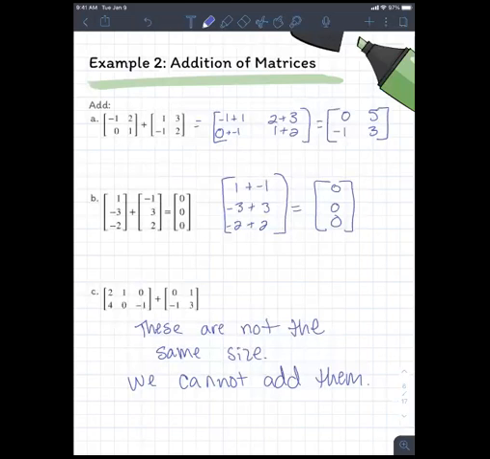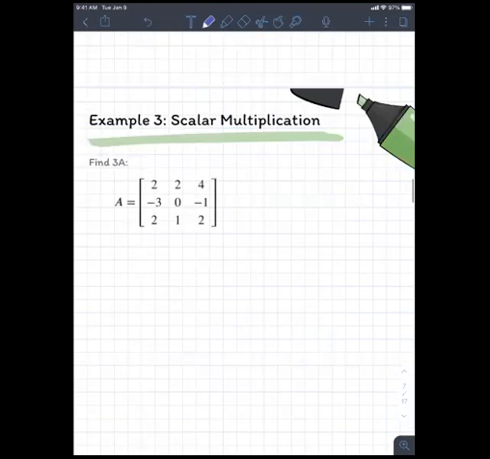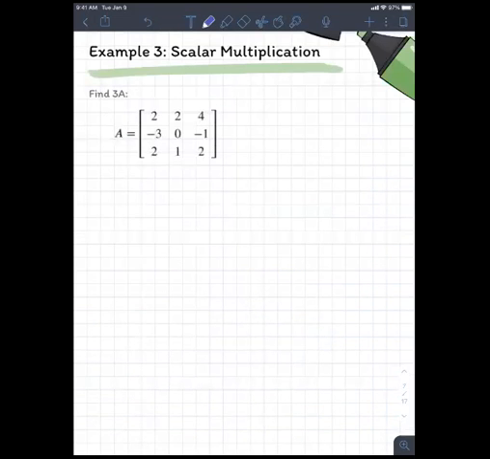Example 3, are you ready for it? You look pretty ready for it. Okay. Now we're going to do a scalar multiple. So we're finding 3A. Again, you could go to the Desmos calculator, type in this matrix, then type in 3A. But it's probably easier to do it in your head because you can multiply by 3 faster than you could type out the whole matrix and then type in 3A. I'm going to give you a couple more seconds to write down the matrix.